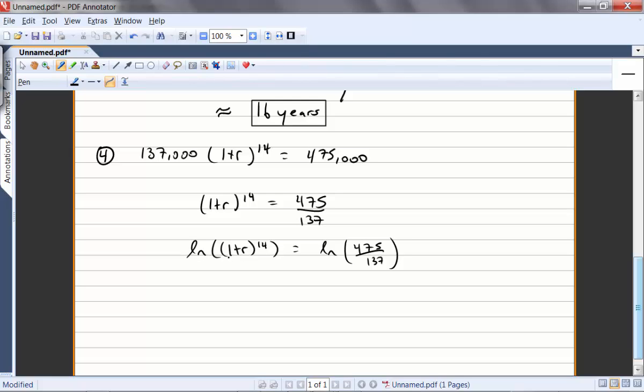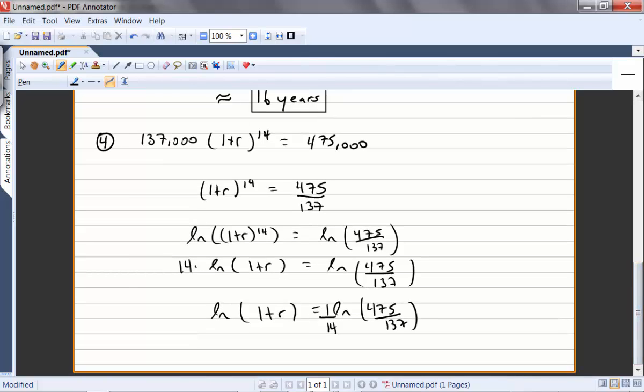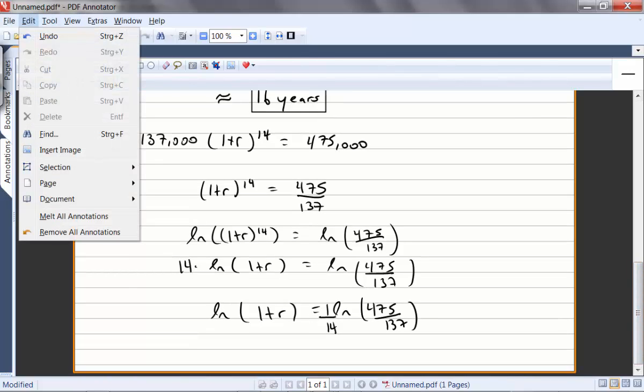And we know the natural logarithm of any number, 1 + r is any number, right? That qualifies as a number. Any number to the power of anything is just that power times the natural logarithm of that number. And then we can solve for the natural logarithm of 1 + r. It's just 1 over 14 times the natural logarithm of the right-hand side. Now we need to isolate 1 + r so that we can isolate r.